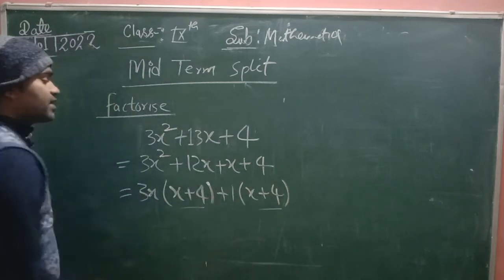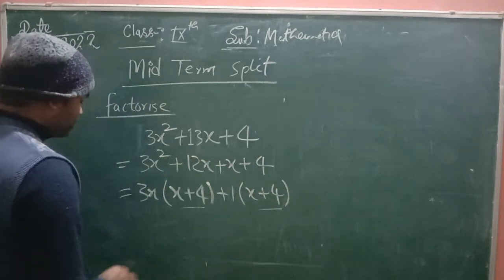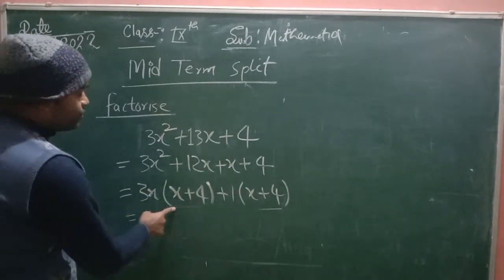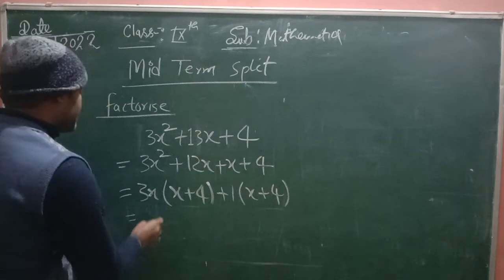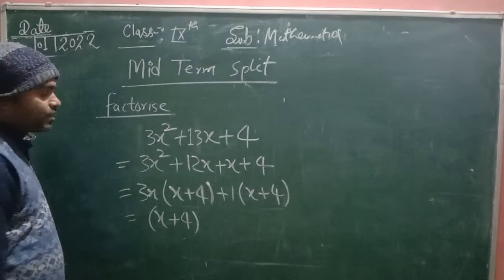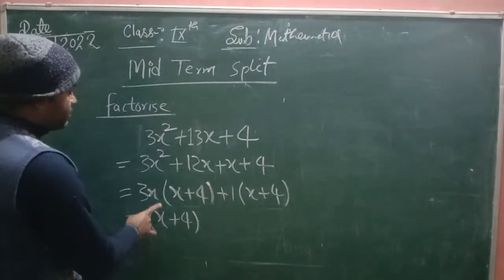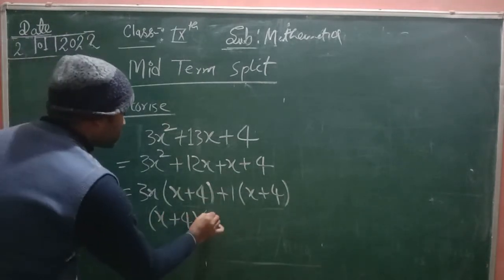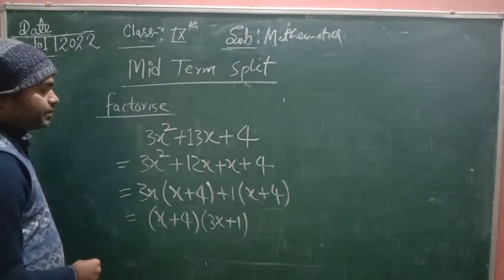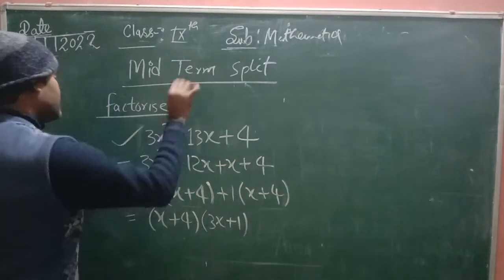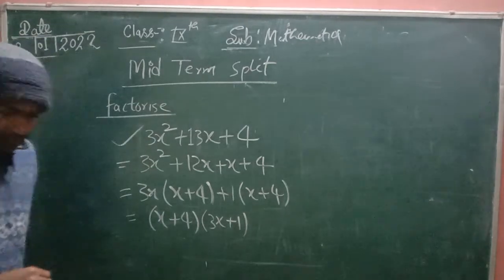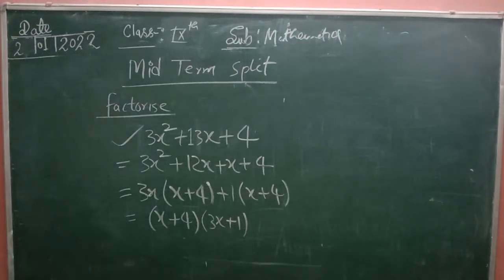If these two brackets are not the same, get this point. If these two brackets are not the same, then your midterm split is not correct. Take x plus 4 common, and in the second bracket 3x plus 1. These two will be the factors for this particular problem, 3x square plus 13x plus 4: x plus 4 into 3x plus 1.